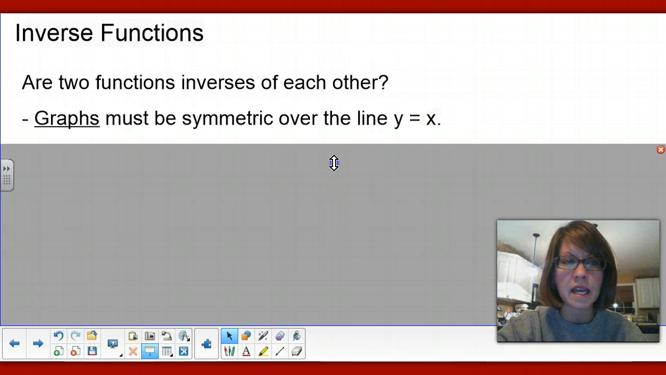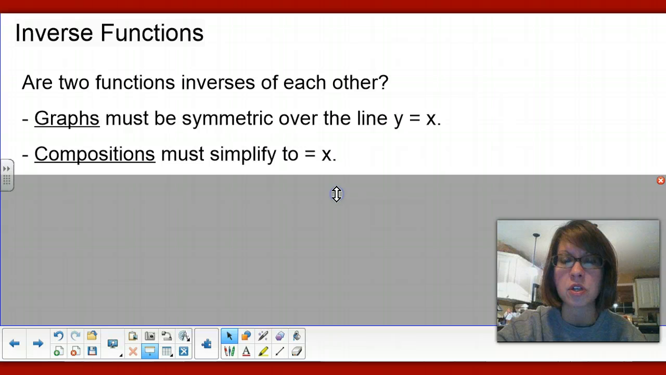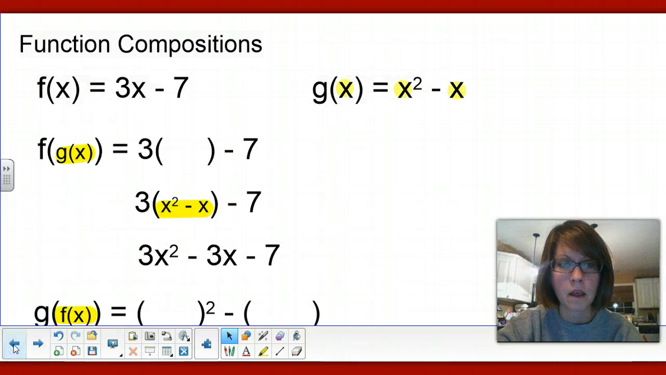The other way you can test it is with the compositions that we just talked about. If you have two functions, f and g, if you do f of g of x, if they really are inverses of each other, then that composition will simplify to be x, not 3x squared minus 3x minus 7. These are not inverses of each other, okay?